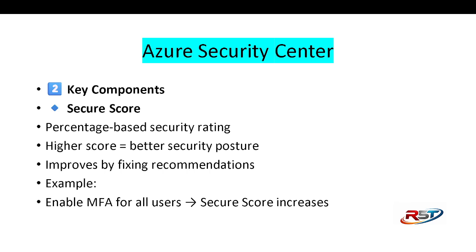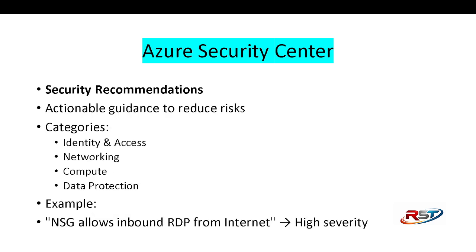Key components: secure score, a percentage-based security rating. A high score means a better security posture, and it improves by fixing recommendations. Example: enabling MFA for all users increases the secure score. Security recommendations provide actionable guidance to reduce risks. Categories: identity and access, networking, compute, data protection. Example: a VM that allows inbound RDP from the internet is high severity.